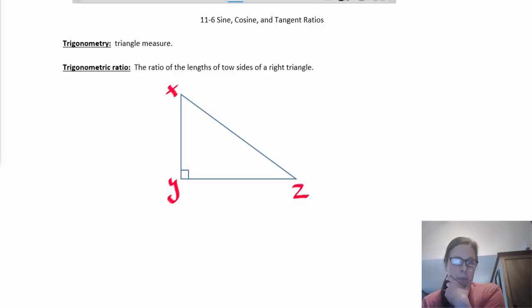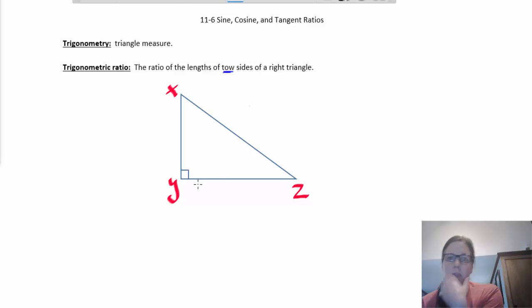But trigonometry is just a triangle measure. It's just measuring a triangle. Now when we use these ratios, these trig ratios, it always has to be with a right angle. A right triangle. Okay, you can't use it with any triangle. It has to be a right triangle. Okay, so the important part here, oops, and this should say 2, not tau.